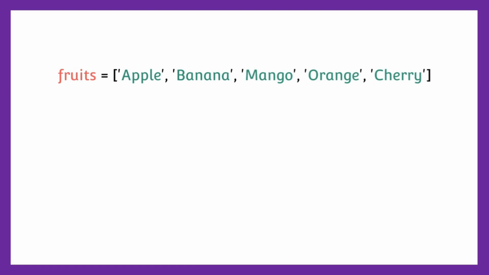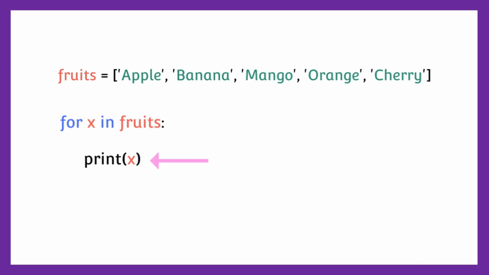Let's say we have a list of fruits and we need to print them all on the console. This is how we will use a for loop to do this. First, we write for, then a variable, let's say x. You can name it anything. Then the in keyword followed by the list name and a colon.